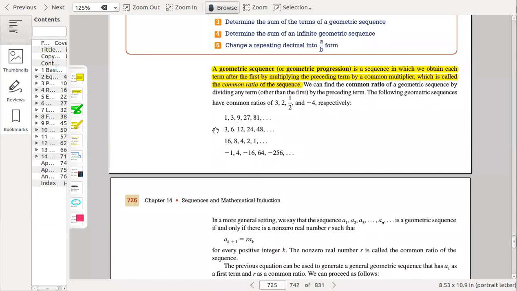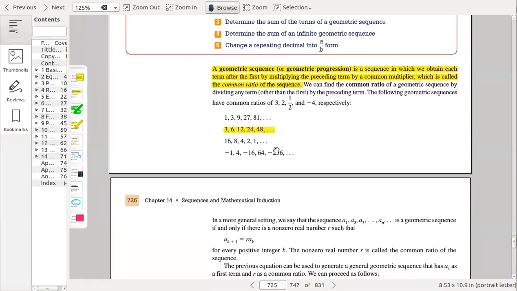How? Because if we multiply 3 by 2, we get 6. If we multiply 6 by 2, we get 12. 12 times 2 is 24, and 24 times 2 is 48. It means the common ratio of this second sequence is 2.